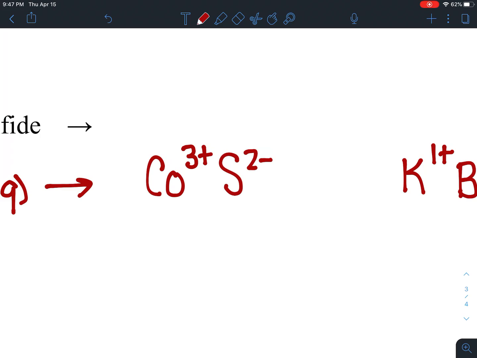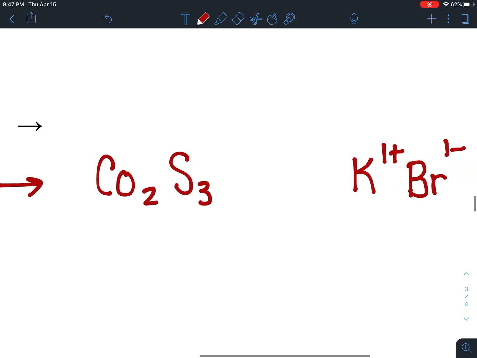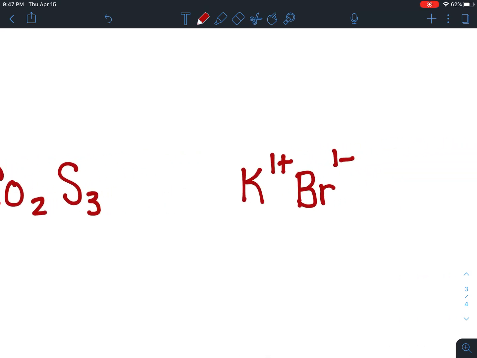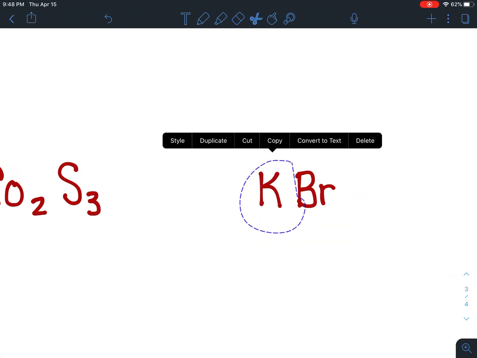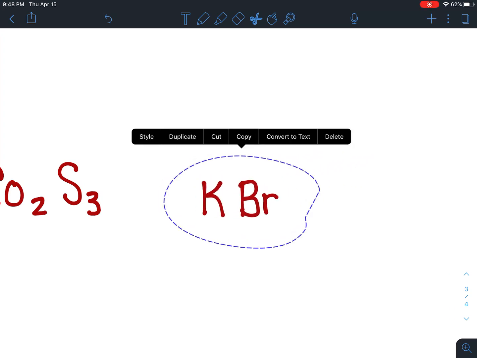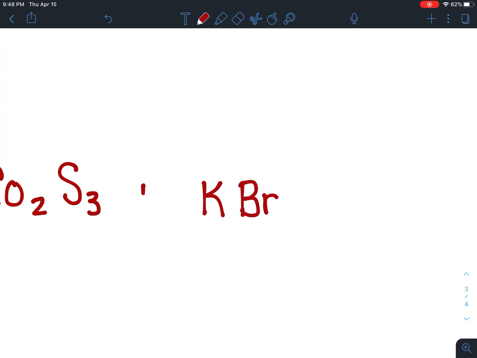So cobalt and sulfur should form Co2S3, and then this K and Br, the charges just cancel out because they're one positive, one negative. So I'm going to slide this over here just a little bit.